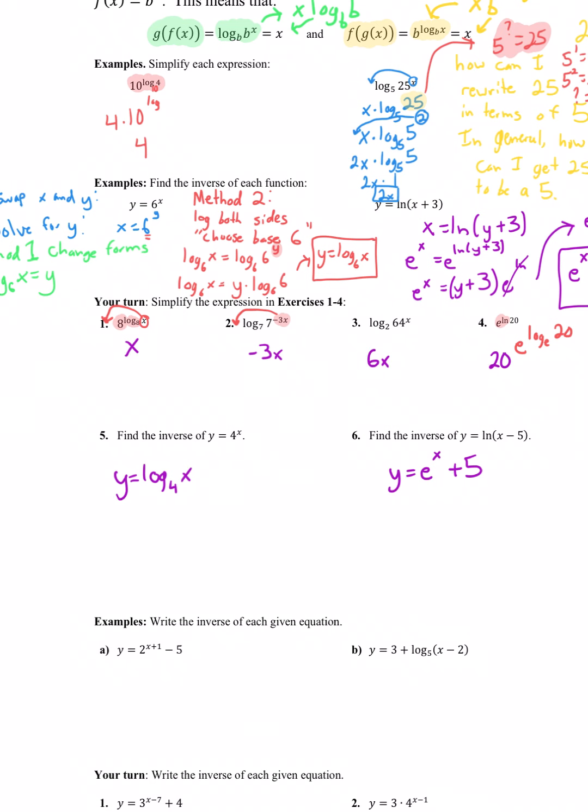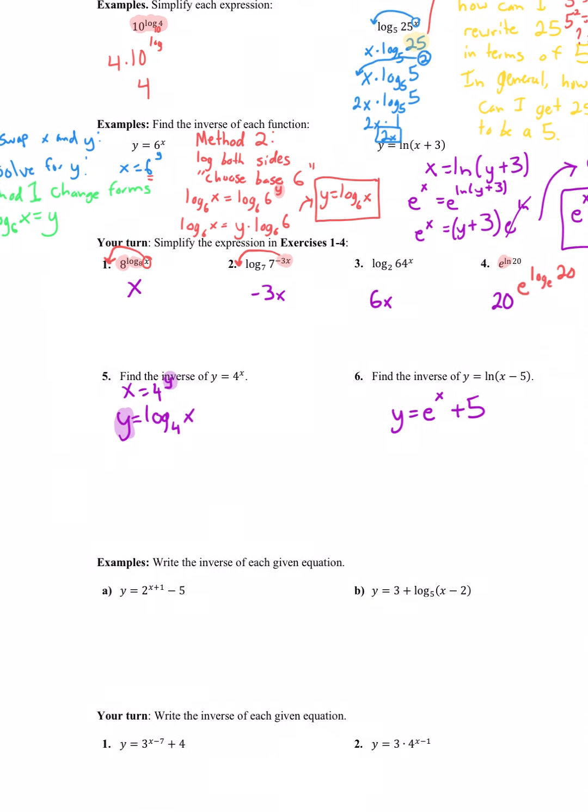For which one? For number 5. Okay. So yeah, first step is you switch x and y. So you should write it as x equals 4 to the y power. And then we change forms. Logarithms always solve for exponents. Since y was the exponent, it should be on the other side of the equal sign after we switch forms. So that's the idea for that particular problem.